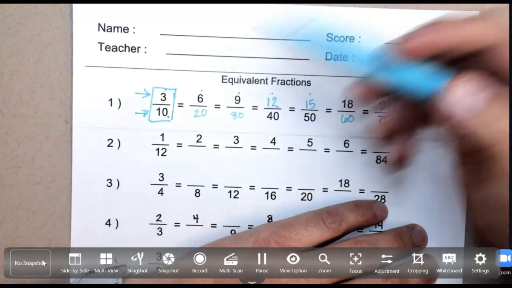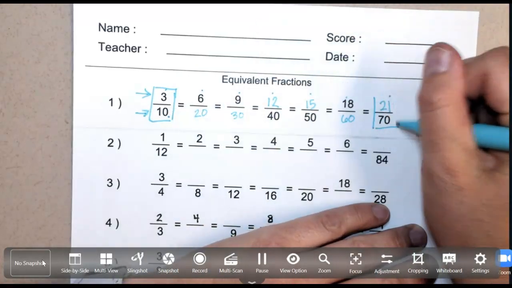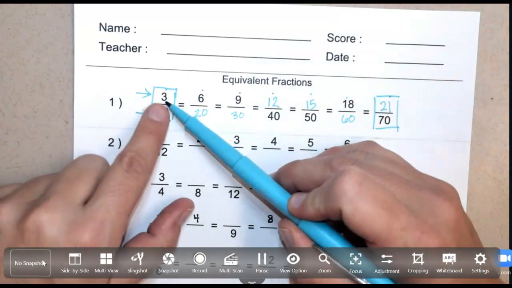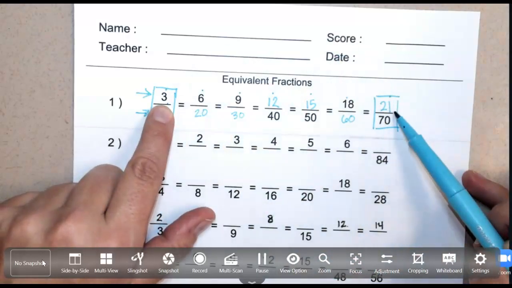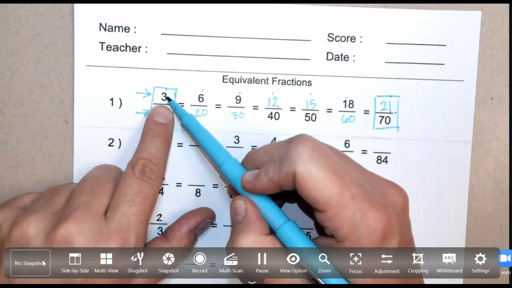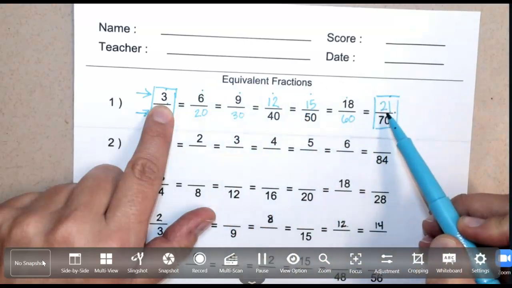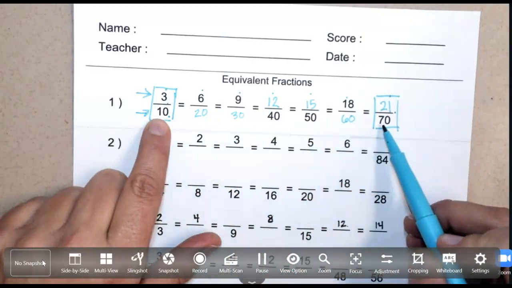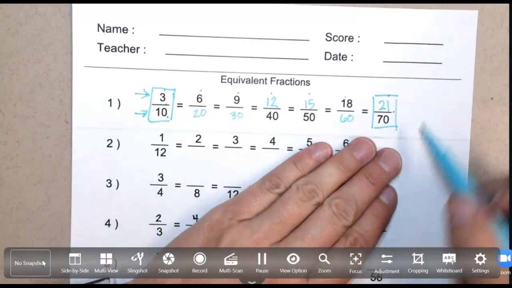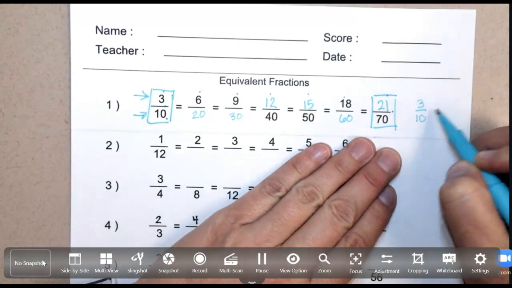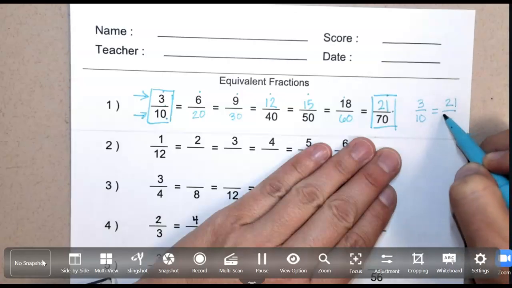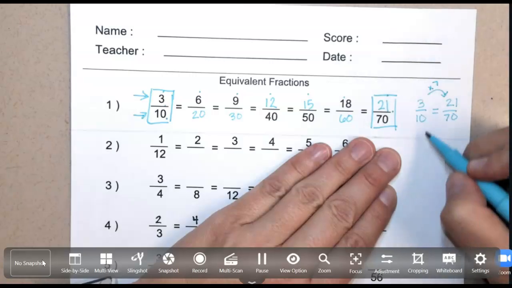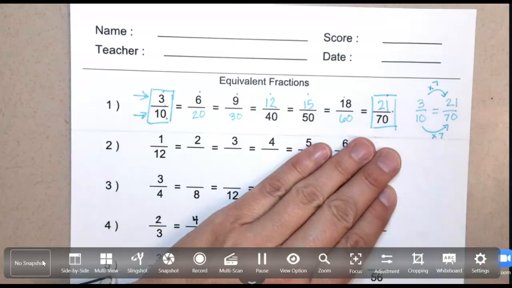So if we look at these, this first fraction is equal to this last fraction. They are what we call equivalent fractions because the numerator, 3, and this numerator are related by multiplying 3 times 7 to get 21. And the denominator, we do the same thing. 10 times 7 gives us 70. So we can say that these are equivalent fractions. 3/10 is equal to 21/70. Because they are related, we multiplied by 7 in the numerator, and we multiplied by 7 in the denominator.